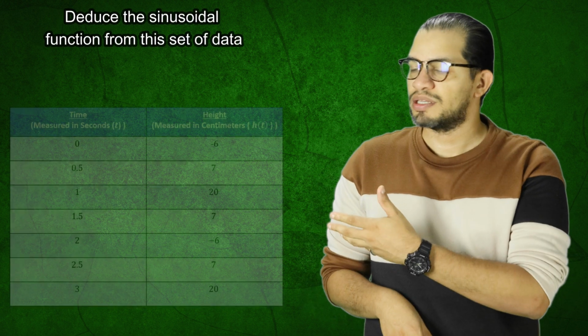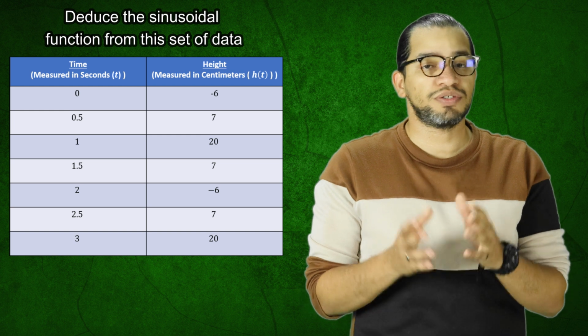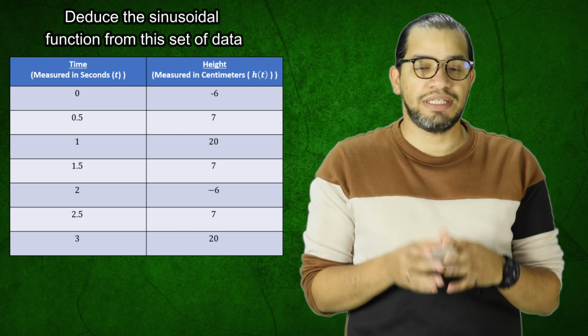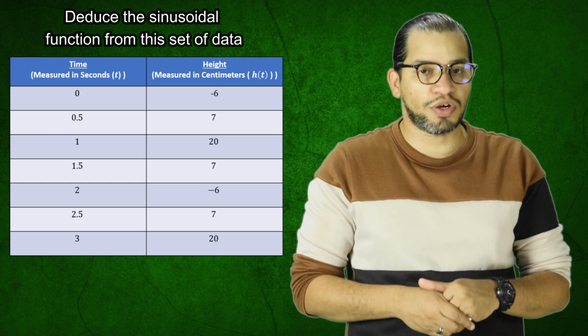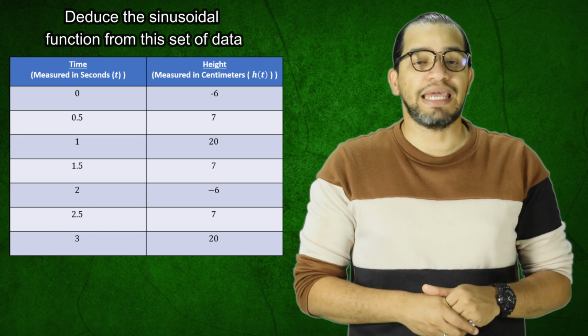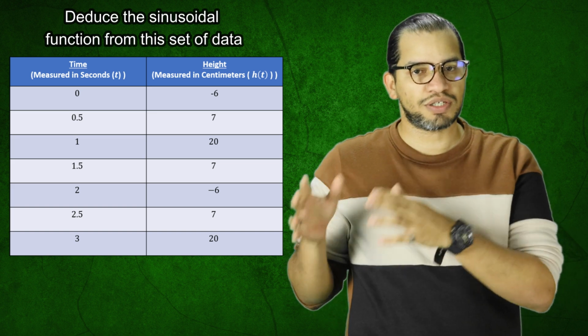Now it is your time to put your knowledge into practice by solving the following problem. Consider such a chart and try to deduce the form of the sinusoidal function associated to it. Try to find it in terms of sine and cosine.